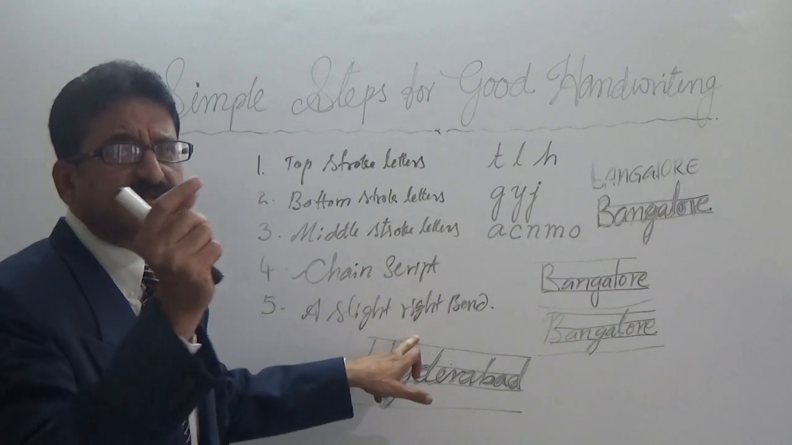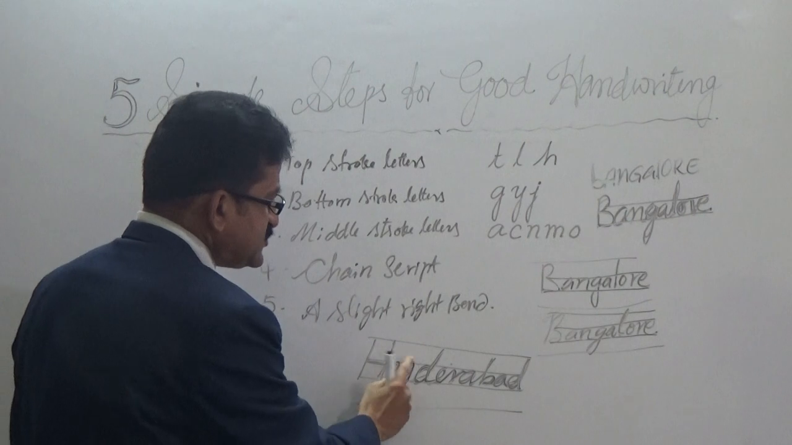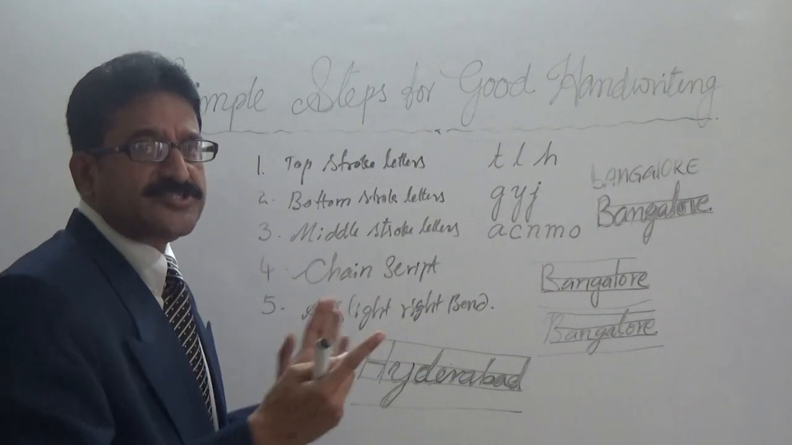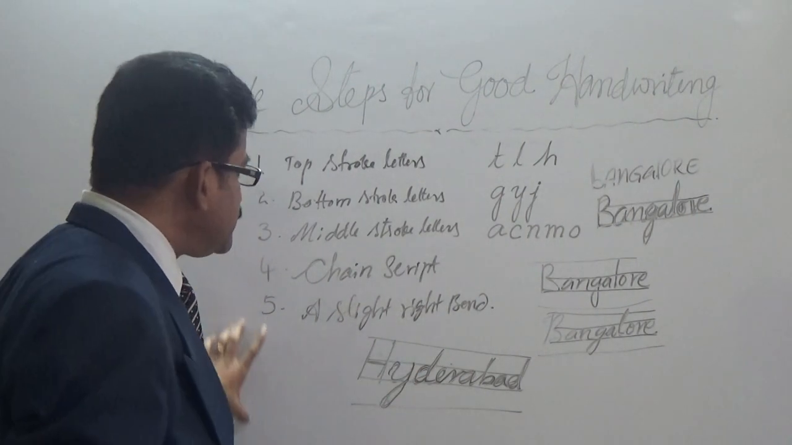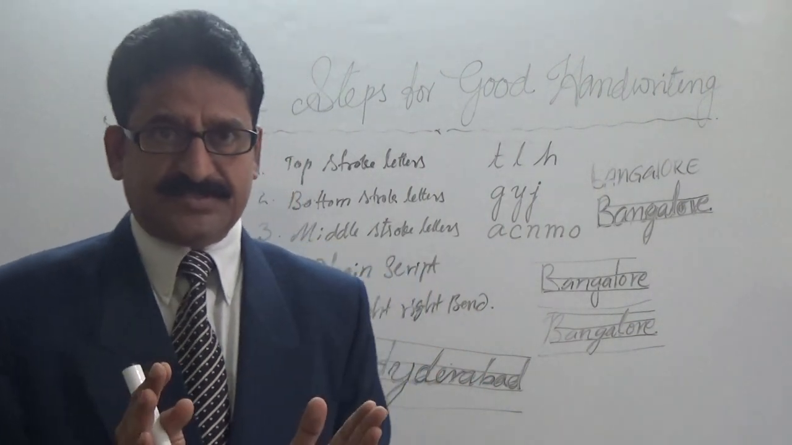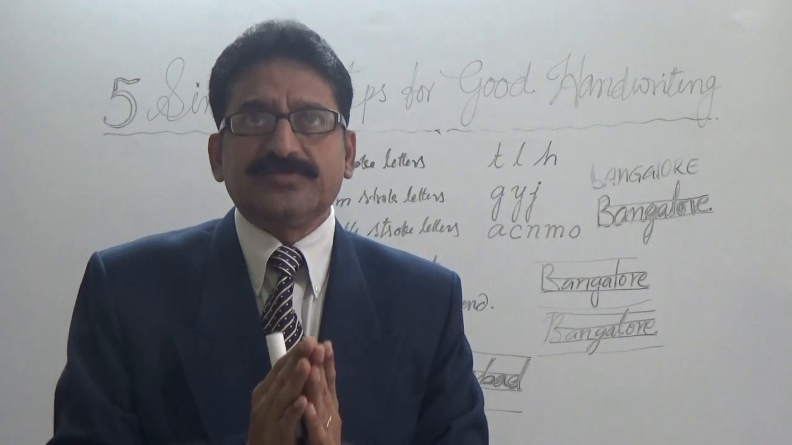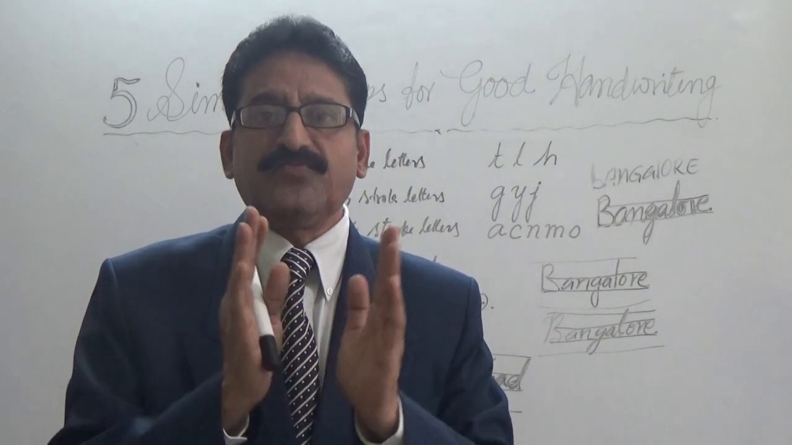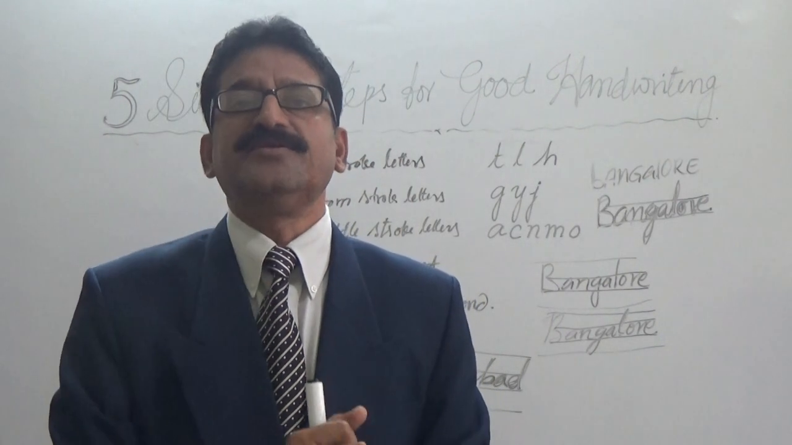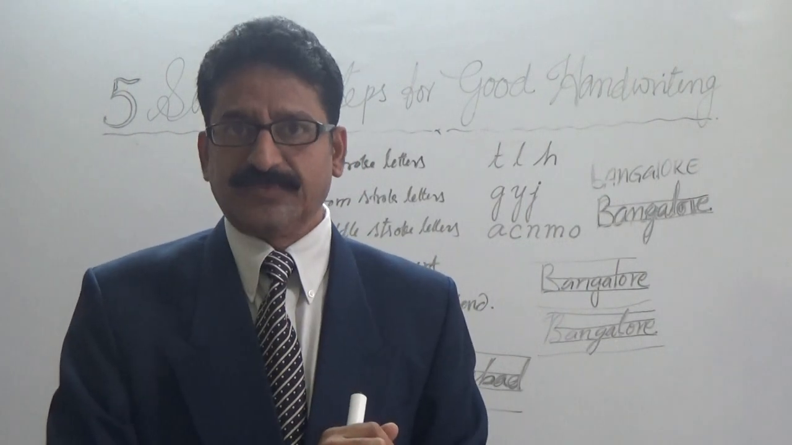And a slight right bend, to the words, just a slight bend, not much. See, by following these 5 simple steps, anyone can improve writing. Just follow this continuously for a period of 1 month, and you can find the difference yourself.